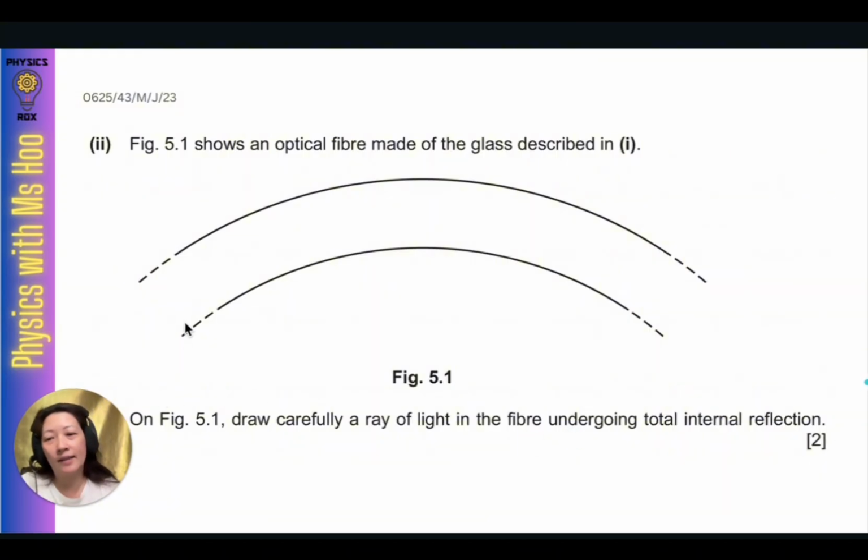So when drawing the answer, you need to start from one end and finish on the other end. Whatever angle you draw the ray of light in, it doesn't matter as long as you show clearly that it's undergoing total internal reflection. Just to show you an example, I've got an arrow here. This is going to represent the incident ray. I say it travels in from the left side, and you draw a straight line until it touches the boundary between the optical fiber and the air.